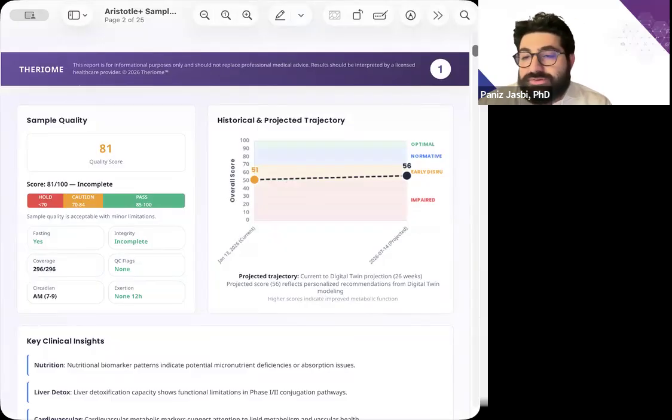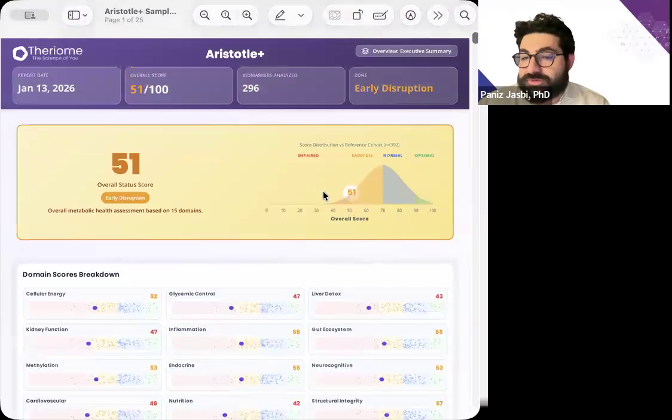And then at follow-up, you'll do three things: confirm adherence and context, review symptom or outcome changes, then compare domain and subdomain movement to the intended targets of the interventions. The goal isn't going to be perfection. The goal is going to be measurable movement in the intended direction with a protocol that the patient can actually sustain. So that is the Aristotle Plus interpretation loop.